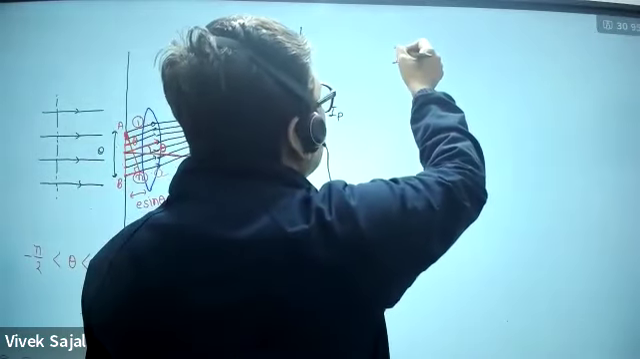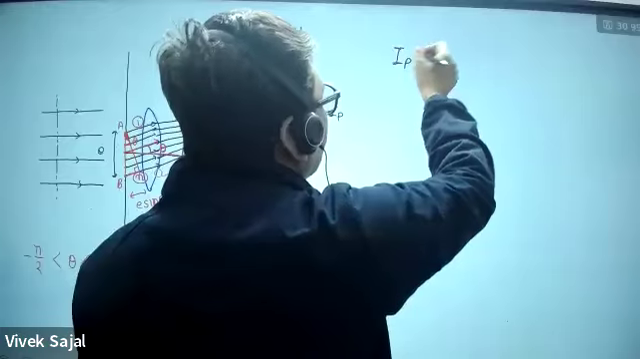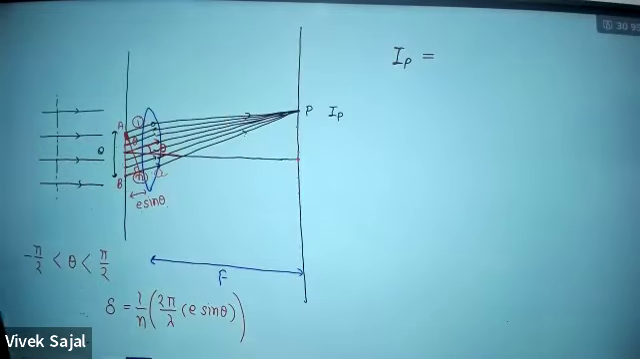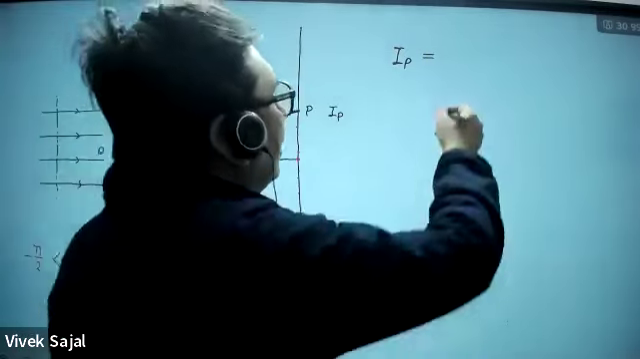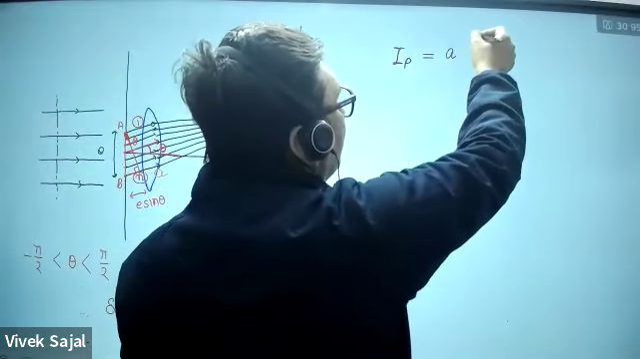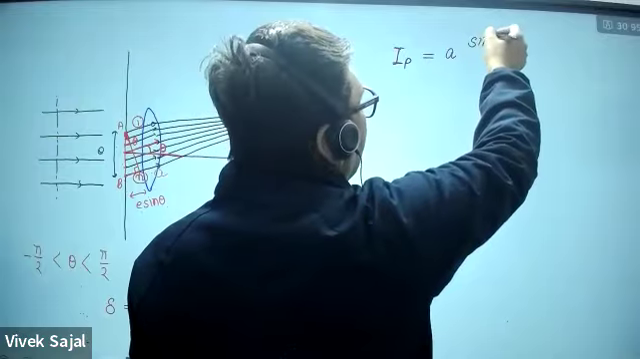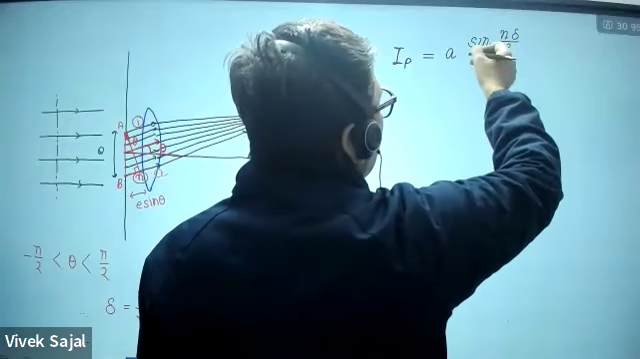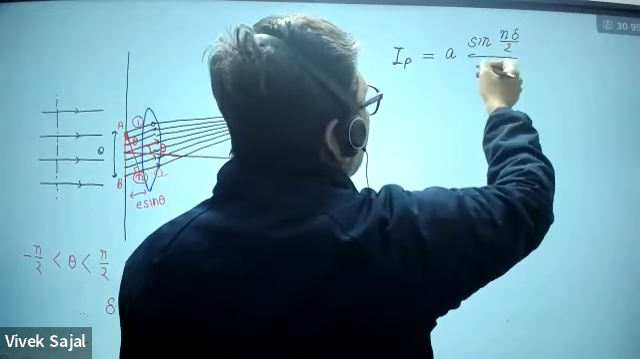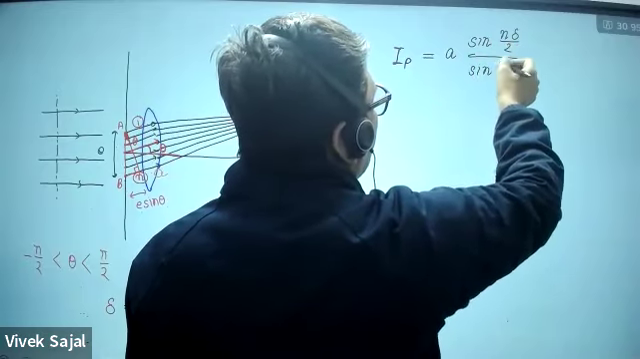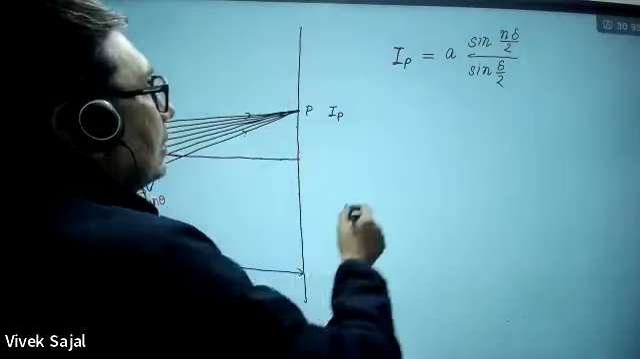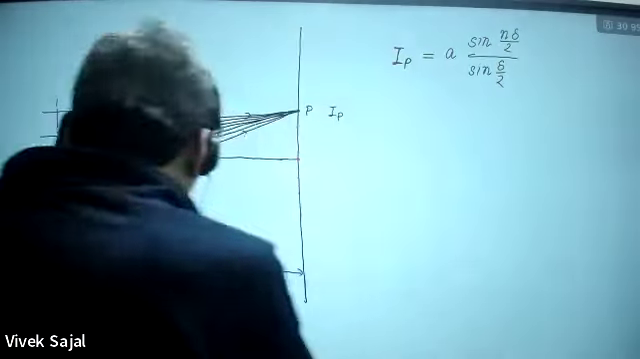I have done the n slit interference experiment, where n number of waves were overlapped at a point. And what was the intensity? Can you recall? The resultant amplitude is A sin(n delta by 2) divided by sin(delta by 2), and this is R. If you make the square of this, that will be the intensity.